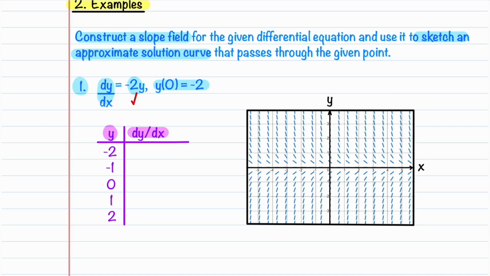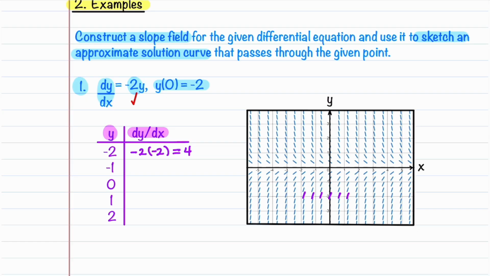When y is negative 2, our slope is minus 2 times minus 2, which gives us a value of 4. Let's go over to our graph and let's plot this. When y is equal to negative 2, our slopes have a value of 4. I plotted this slope field on Desmos. It's a free graphing calculator, and it produces really nice slope fields. Let's now go back to our table.